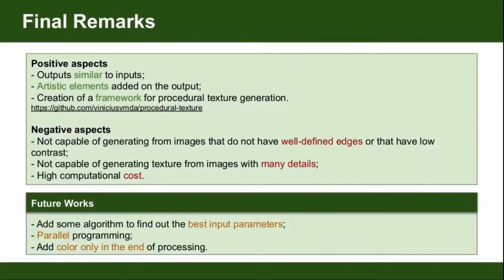In conclusion, we reached the objective of creating a program that generates a similar image to the input. Some generated images even added more artistic elements. The algorithm is not able to generate textures from images with many details, or images that don't have well-defined edges, or that have low contrast. In addition, it has a higher computational cost. The present work also created a library for procedural texture generation. As future work, we suggest the following items.